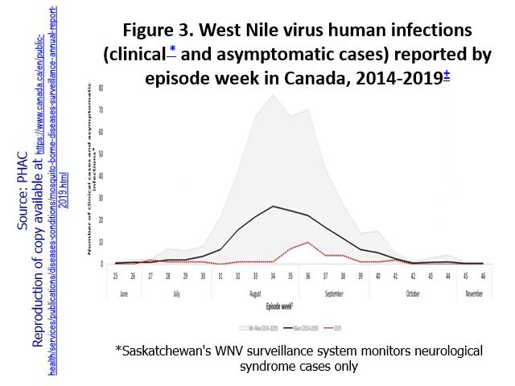Transmission of West Nile virus is seasonal due to the higher mosquito vector numbers in the summer. We can see from this figure that the number of cases in 2019 was lower than the average reported in the previous 5 years, especially in mid-July. The dotted red line represents the cases that were reported in 2019, whereas the black line, the mean from 2014 to 2019.